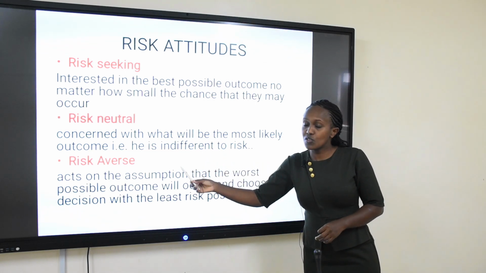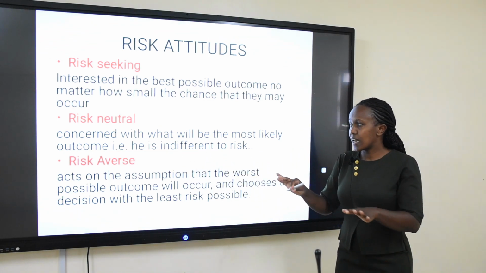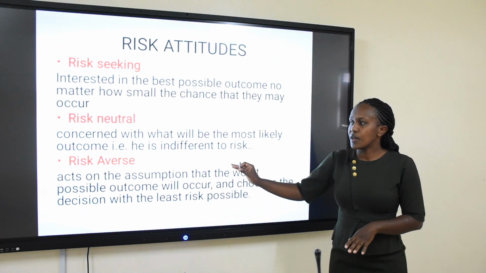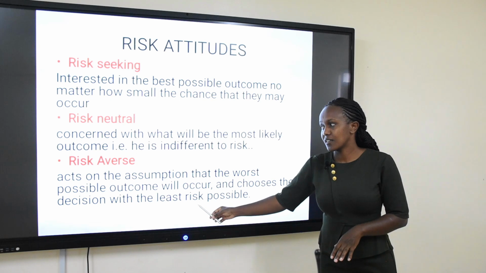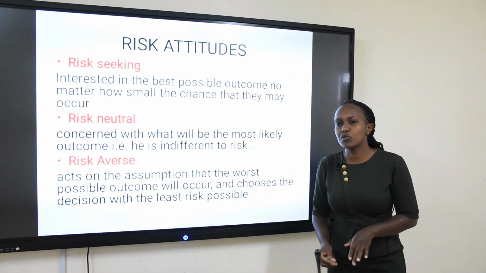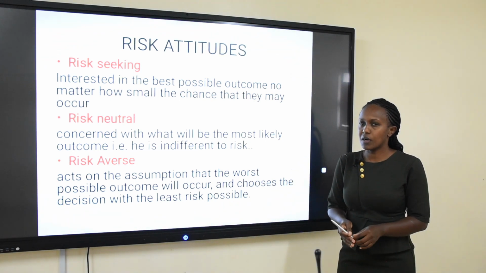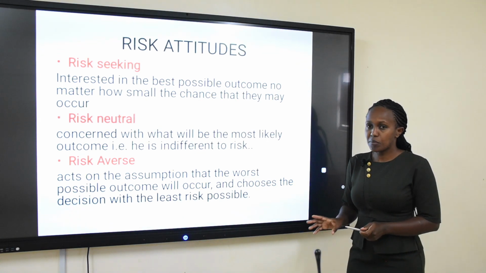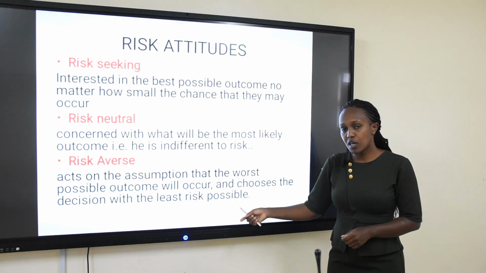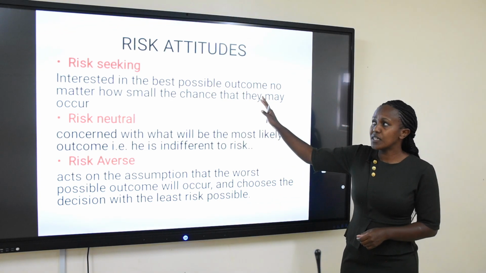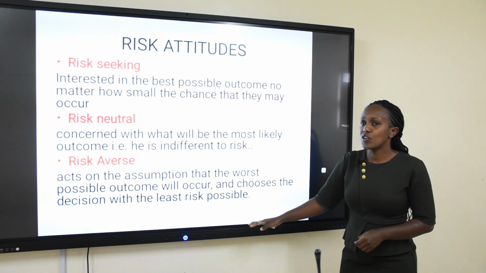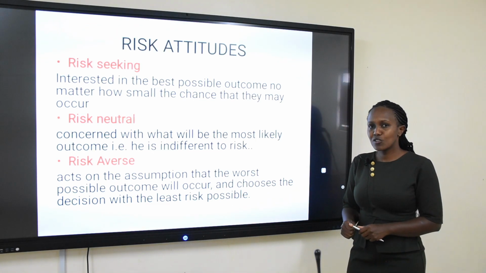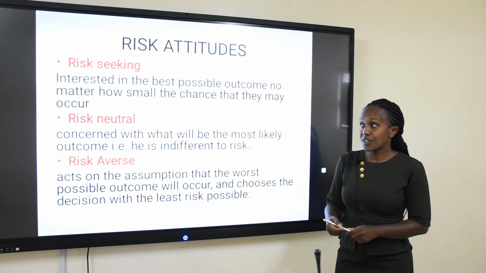You can also have risk neutral. These are concerned with the most likely outcome, so they are indifferent towards risk. And finally, you can also be risk averse. These are people who act on the assumption that the worst possible outcome will occur. Therefore, they take the decision with the least risk possible. That is a decision maker who is risk averse. Depending on whether your risk attitude is risk seeking, risk neutral, or risk averse, it is going to affect the kind of decisions that you're going to make.